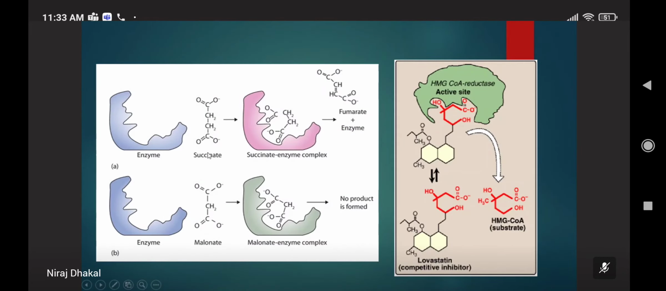You don't need this diagram, so I'm just trying to show you the example or make you clear about competitive inhibition. So this is an enzyme, succinate dehydrogenase, let's say, and this is a usual substrate, succinate, and this is an inhibitor, malonate. So you can see here the structures are almost similar. Some functional groups are missing, but the structure is similar. So this enzyme can bind with the succinate. If it binds with the succinate, then it is converted to fumarate, which is a product. But if it binds with the malonate, there is no product formation. That is, the enzyme will be inhibited because the active site cannot discriminate between them.